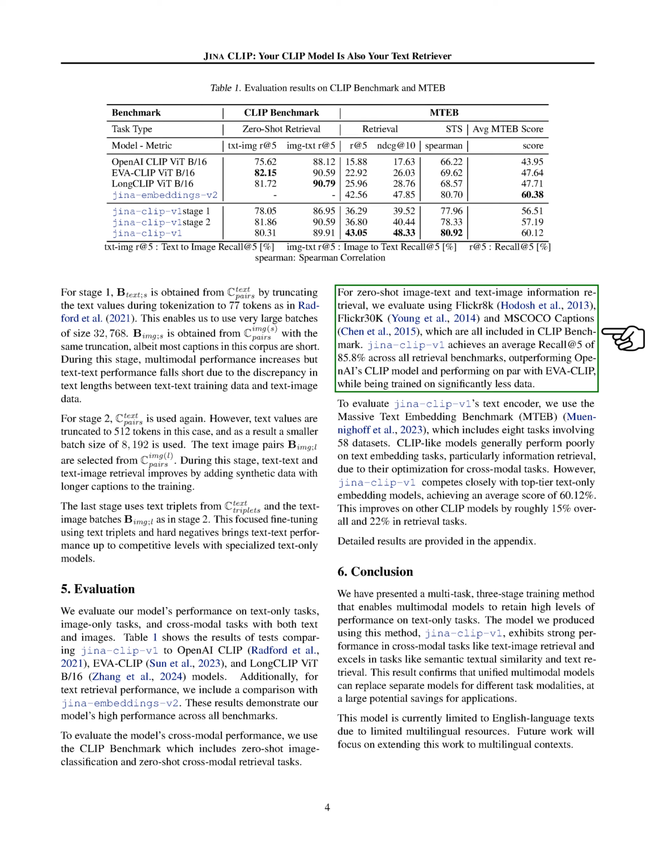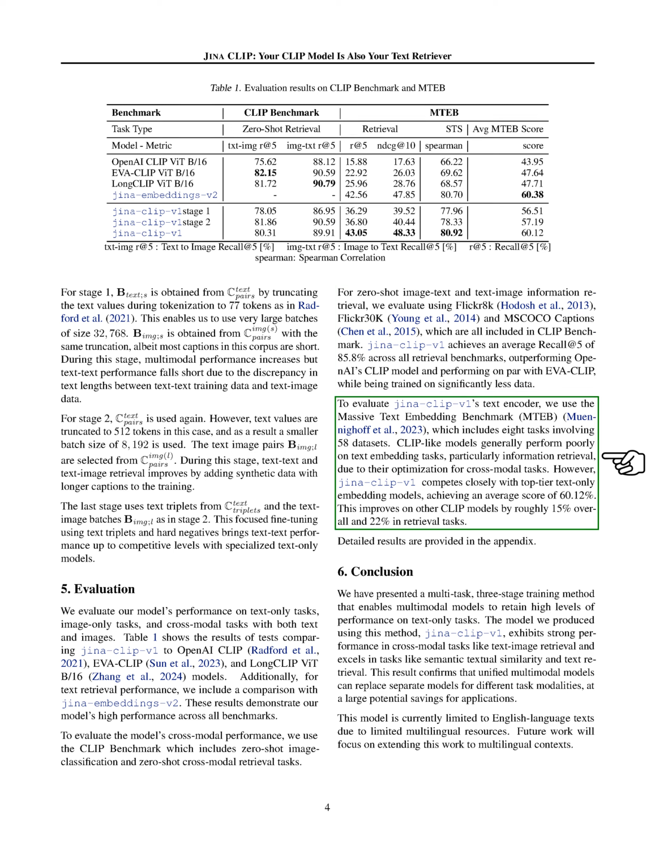We test our model on tasks such as image-text and text-image information retrieval using datasets like Flickr 8K, Flickr 30K, and MSCOCO captions. Our model achieves an average recall at 5 of 85.8% across all these retrieval tasks, surpassing OpenAI's CLIP model and performing similarly to EVA CLIP, despite being trained on less data.